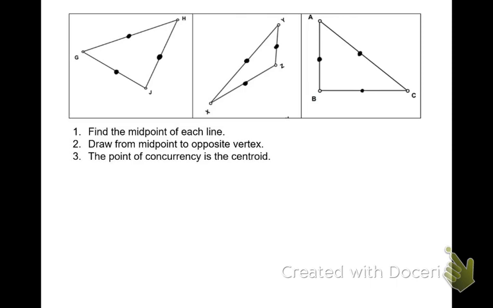We are now going to draw from a midpoint to the opposite vertex. What vertex is opposite of this midpoint that I've circled? A. So I'm going to draw a line from that midpoint to letter A. Sorry, I didn't mean to pick this random one. I will do that for all of them. Midpoint to the opposite side, midpoint to the opposite side.